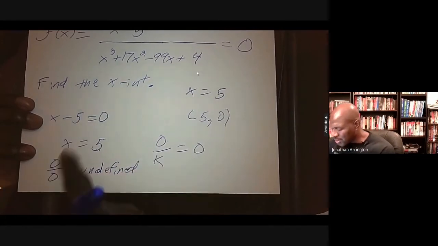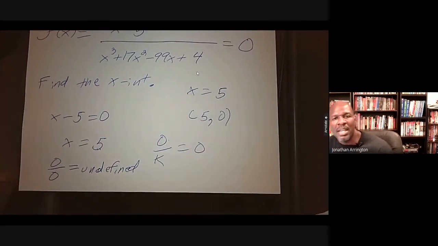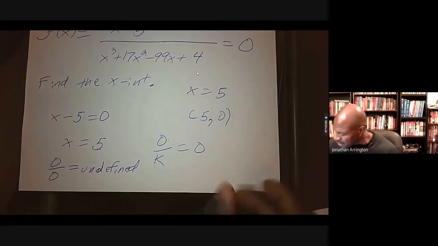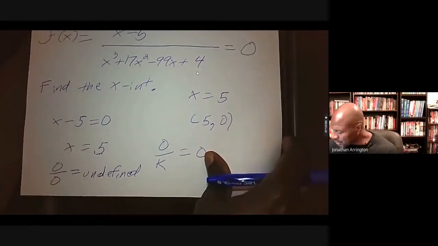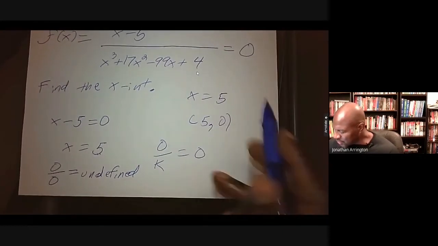0 over 0 is a very popular, what we call indeterminate form of calculus, where there are certain things that equal 0 over 0, and we find very creative ways of still solving those things, but we don't do that in pre-calculus. So if you're lucky enough to make it to calculus, you'll begin to dissect problems that initially give you 0 over 0. All right. So anyway, that x-intercept was (5, 0).